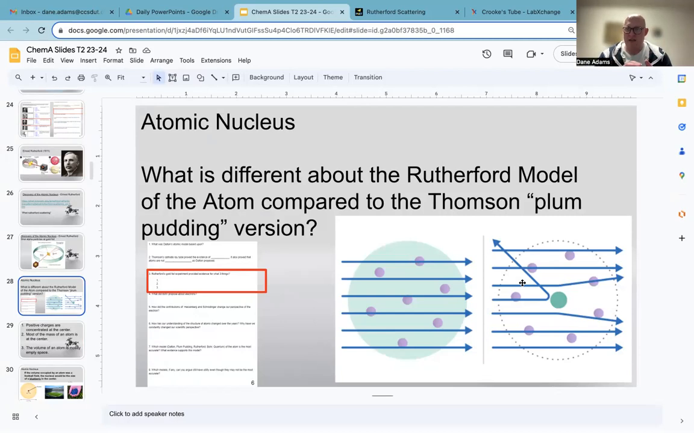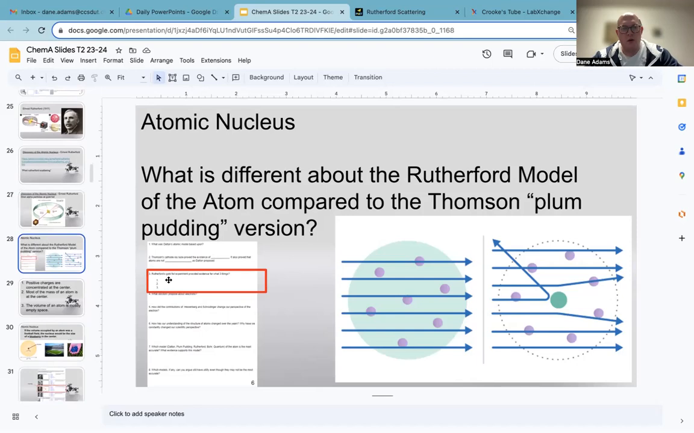Most of the mass that makes up an atom is concentrated. It's not spread out like Thomson thought. It is concentrated in the center of the atom. That's where most of the mass is. And so that's why most of the alpha particles pass straight through. But some are deflected because they get close enough to this very, very concentrated mass at the center and essentially bounce off of it. It's a very different looking atom than the plum pudding atom.